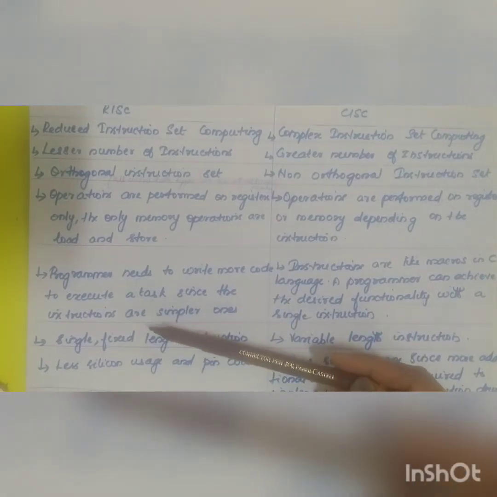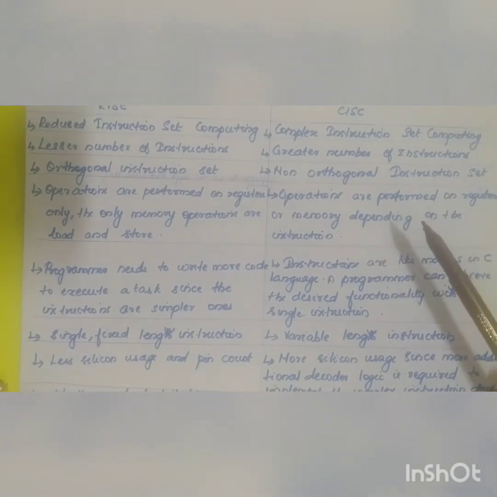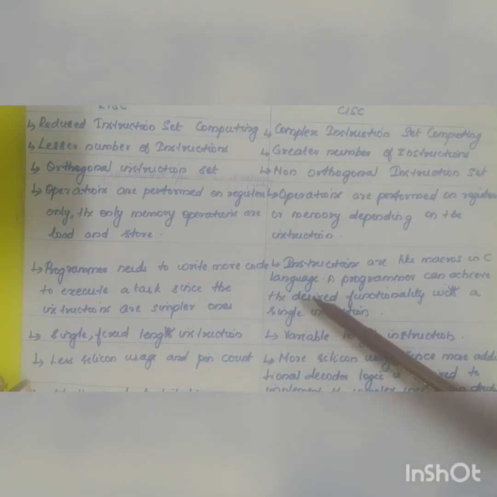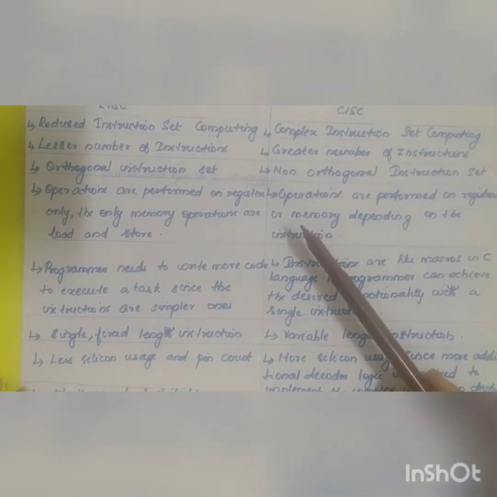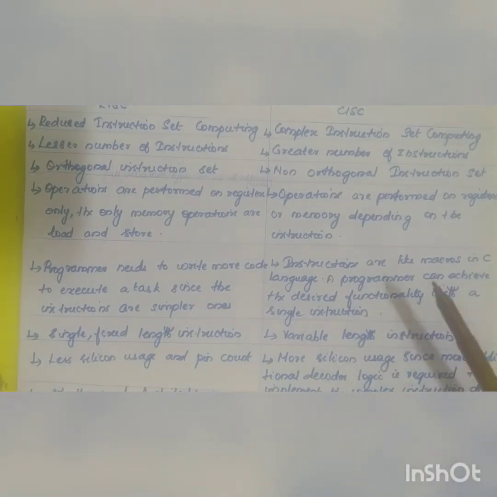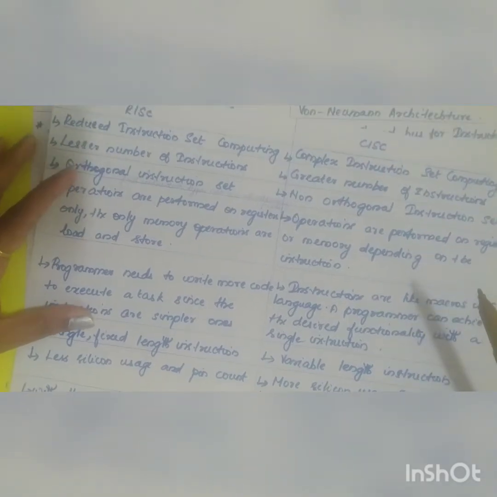RISC consists of single and fixed length instructions, whereas your CISC consists of variable length instructions. Then in the case of RISC, less silicon usage and pin count is required, whereas in the case of CISC, more silicon is used since additional decoder logic is needed to implement the complex instruction decoding. And the last difference is that RISC uses Harvard architecture, whereas your CISC uses either Harvard or von Neumann architecture.